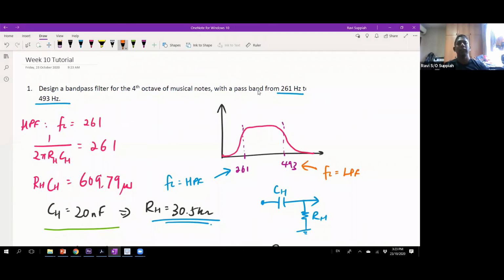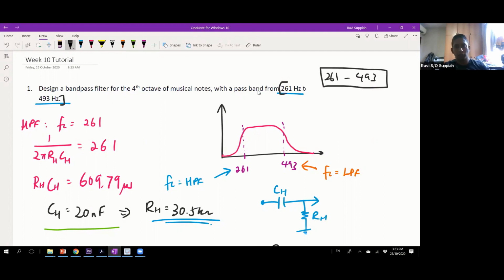In general, when you are designing a filter, you will usually include some buffer. That means if this is the signal range that I want, 261 to 493, I will not design a filter to be so exact, unless I am designing a second order or third order filter, then maybe it is still okay.